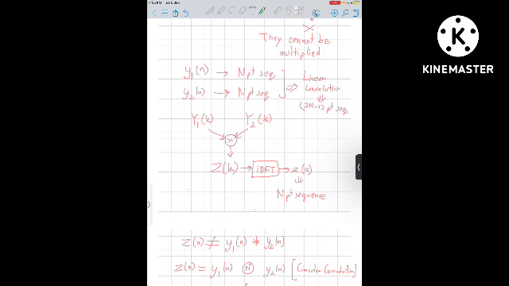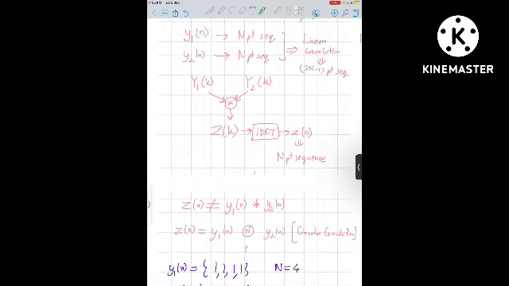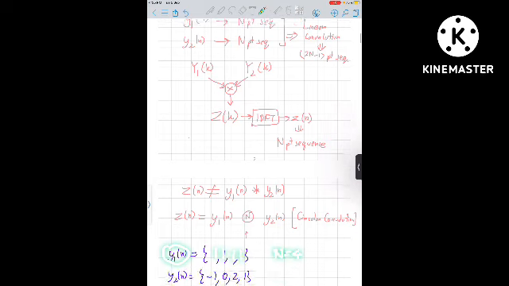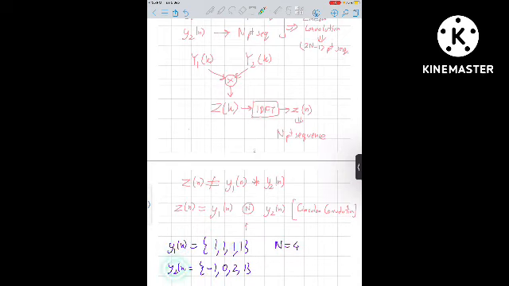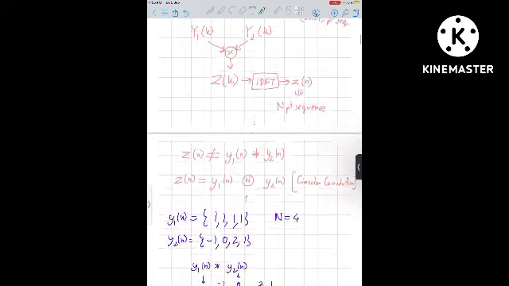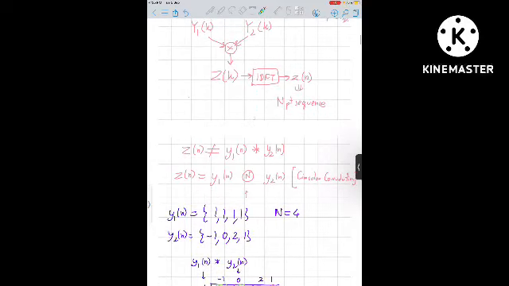So let me take an example and I will help you understand how it behaves. Let's say y1 of n is all ones. I'm taking n equal to 4, and y2 of n is minus 1, 0, 2, 1. So how does it behave? Let me tell you. These are n equal to 4.